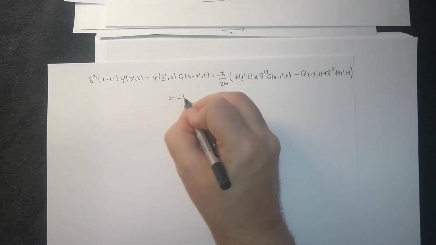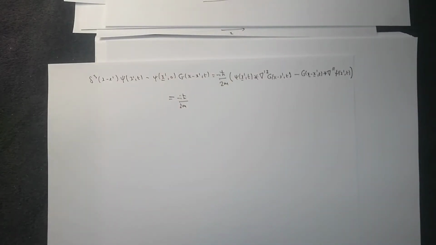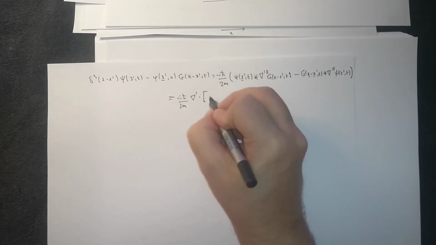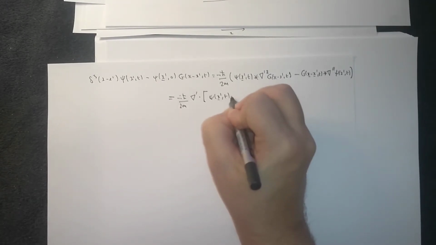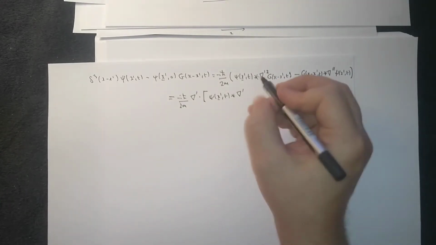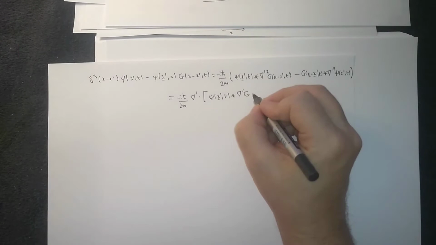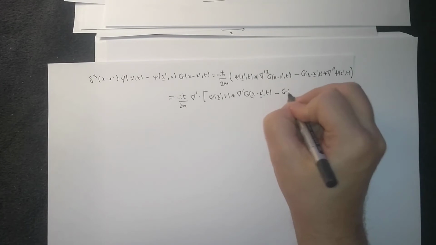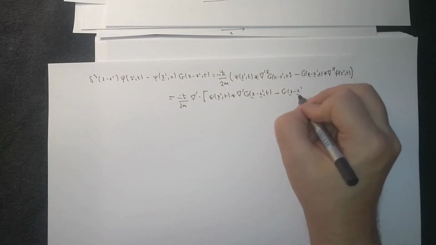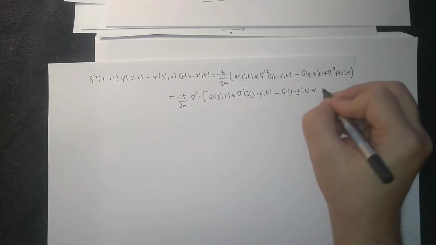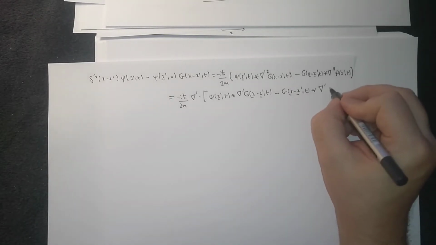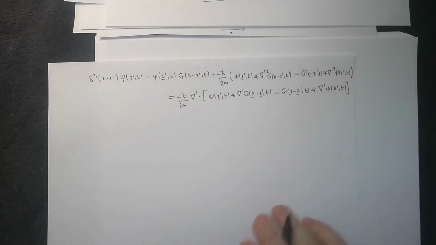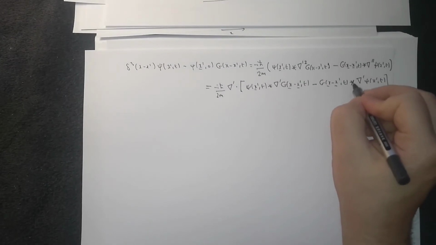And that's equal to minus i h bar over 2m, divergence of psi x prime t star grad primed g of x minus x prime t, minus g of x minus x prime t convolution gradient primed psi x prime t. So the convolution is with respect to time.